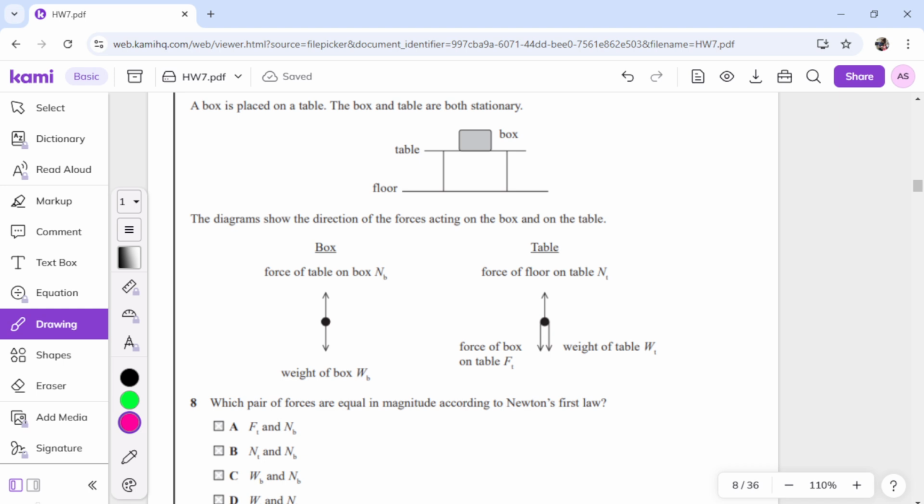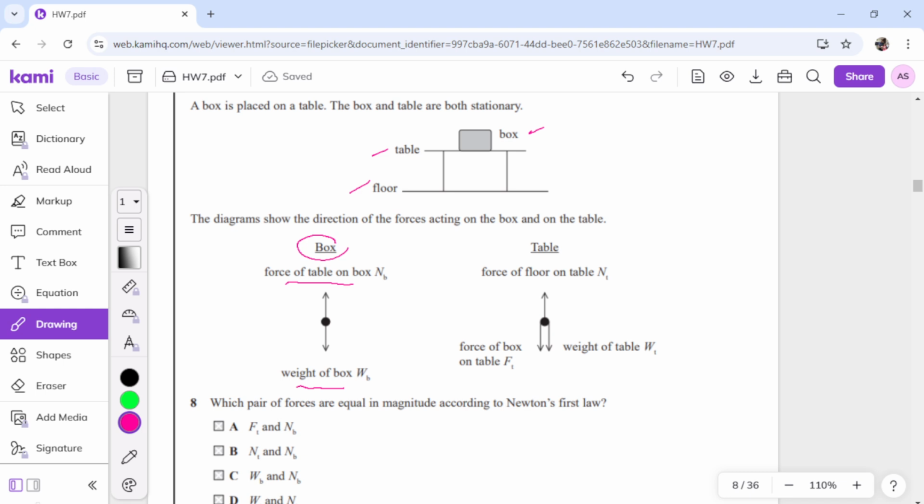Now we are moving to the next question. A box is placed on a table. The box and table are both stationary. We have box, table, floor. The diagram shows the direction of the forces acting on the box and on the table. So what are the forces acting on the box? We have force of table and weight of box. What about the table? Force of floor on table and weight of the table down, and force of box on table.